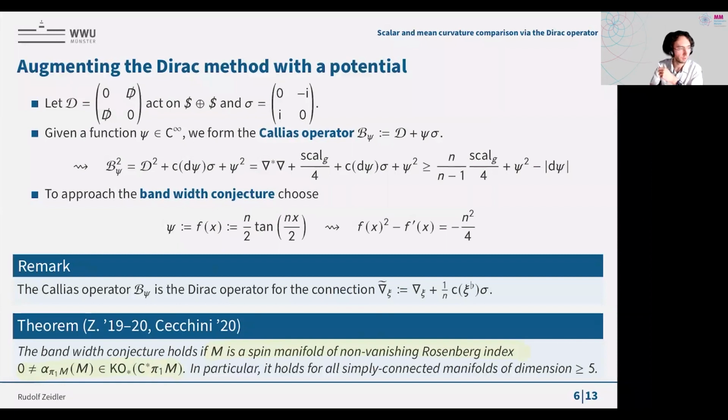All right. So in your remark, there is no psi on the right-hand side. Oh yeah, that is right. The psi should be here. Yeah, thanks. There's a typo.